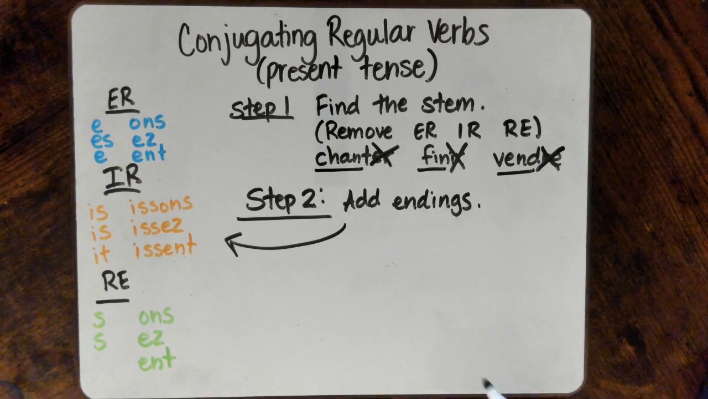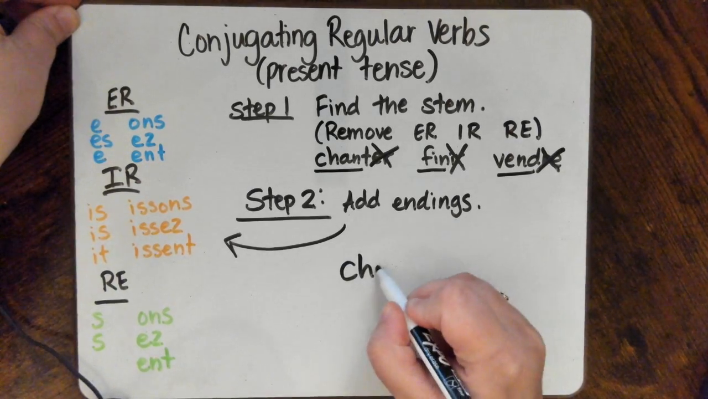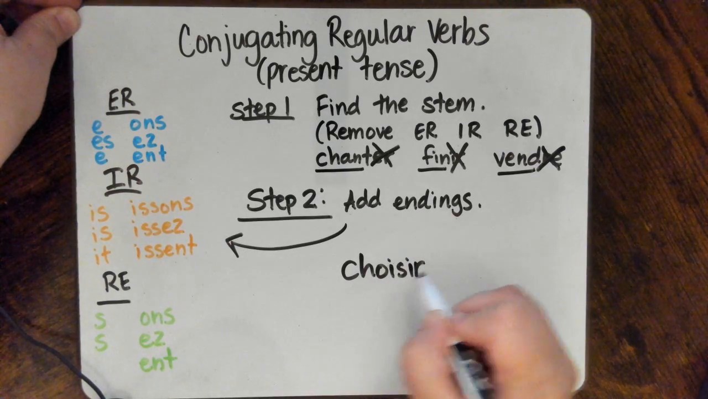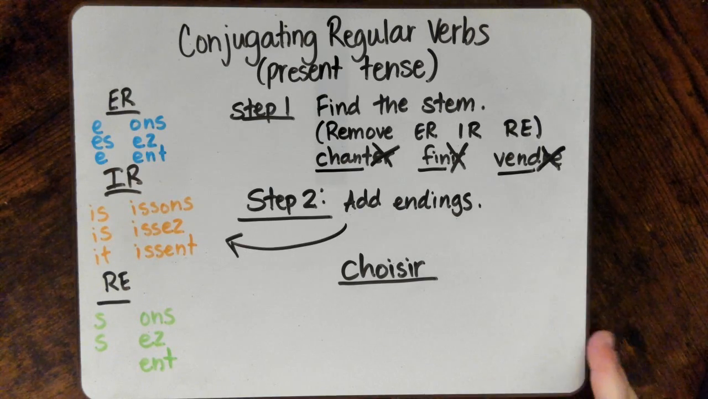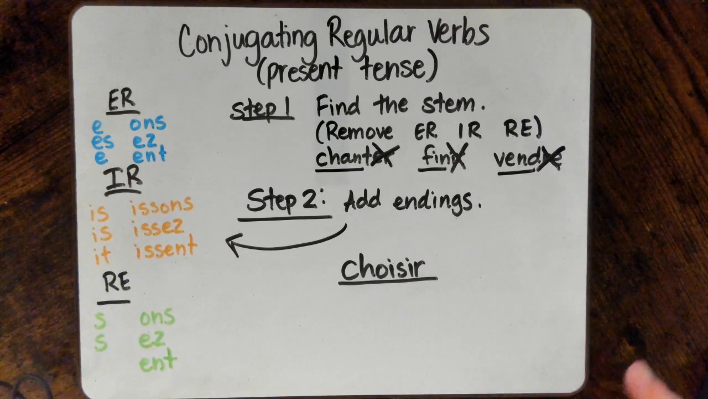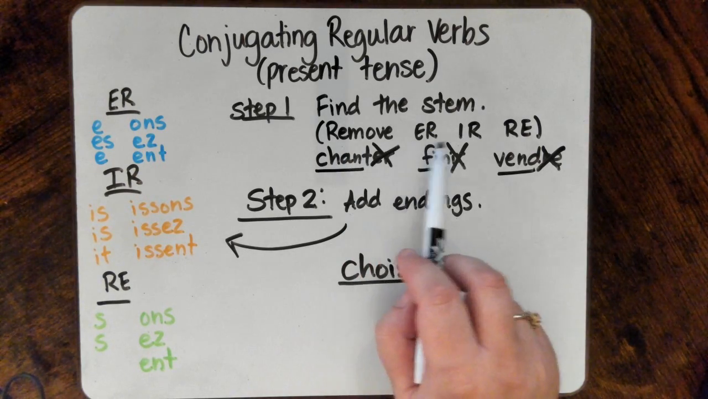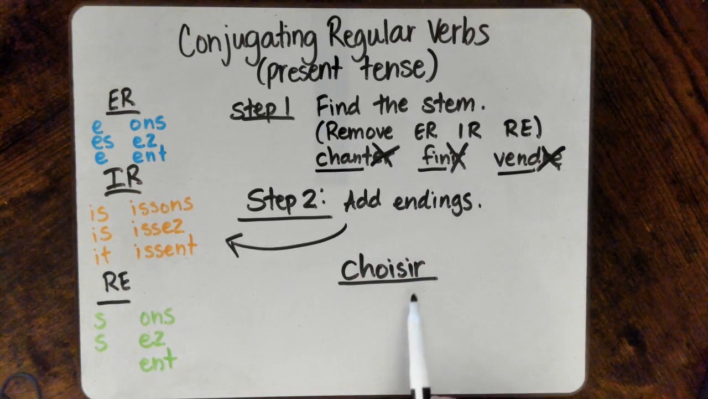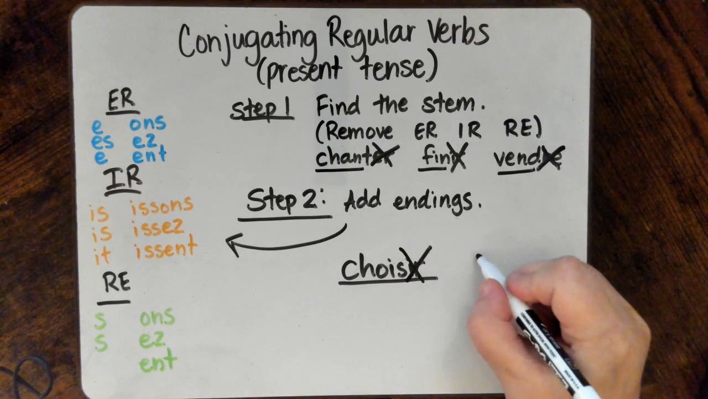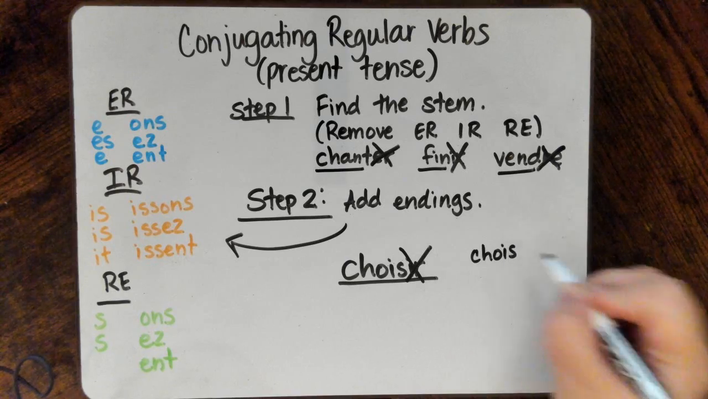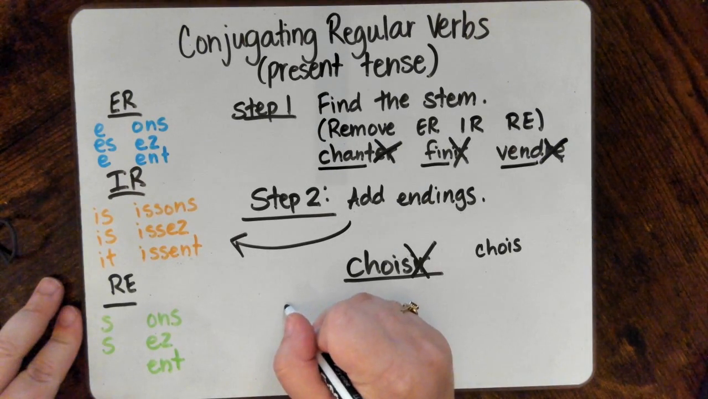All right, now we're going to try conjugating the verb choisir, to choose. Our first step is to find the stem. How do we find the stem? Well, you remove either the ER, IR, or RE from the end. In this case, it's an IR. So we remove the IR to find the stem. Our stem is CHOIS. Okay, so we're going to write that down 6 times.